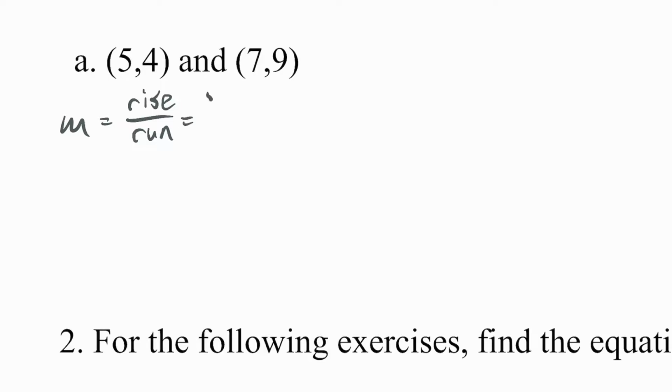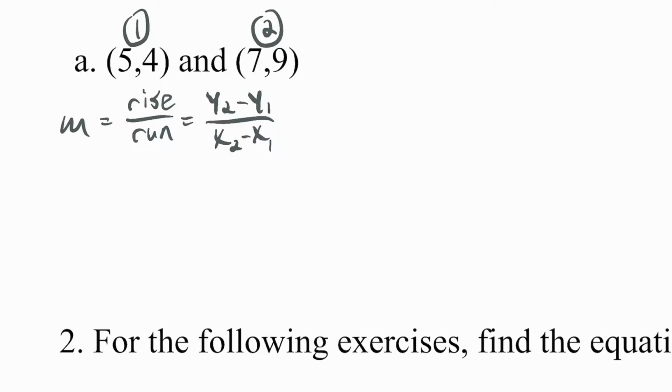Let's call this y2 minus y1 over x2 minus x1. So we'll call this point 2, and we'll call this point 1, because that's the order that they're given in. If you were to change the labels and call the first one, 5, 4, point 2 and the other one point 1, that doesn't affect the result that you get. It's just a change in the labeling.